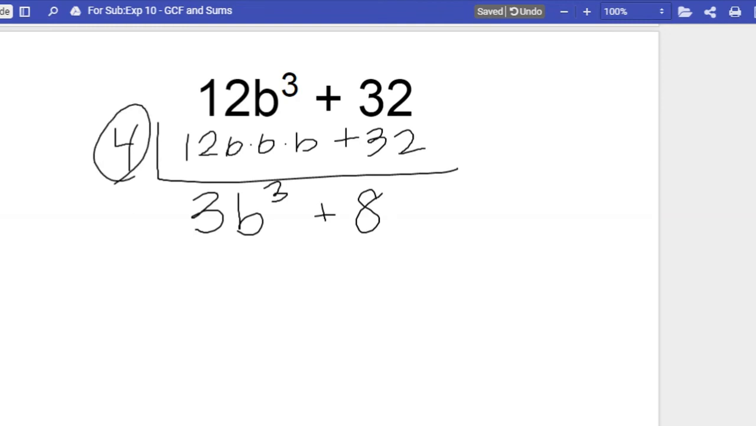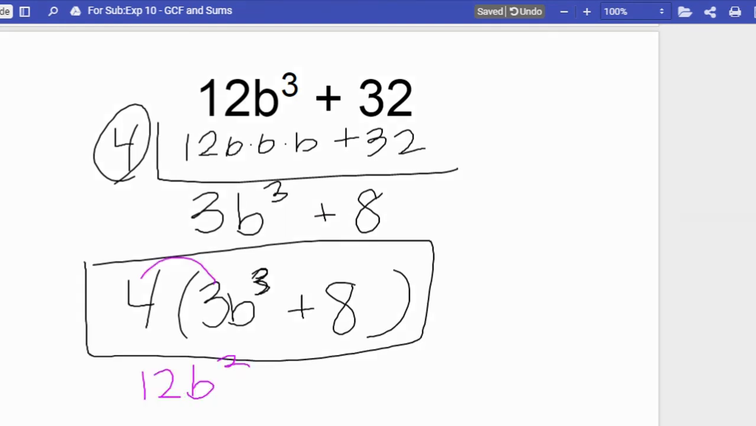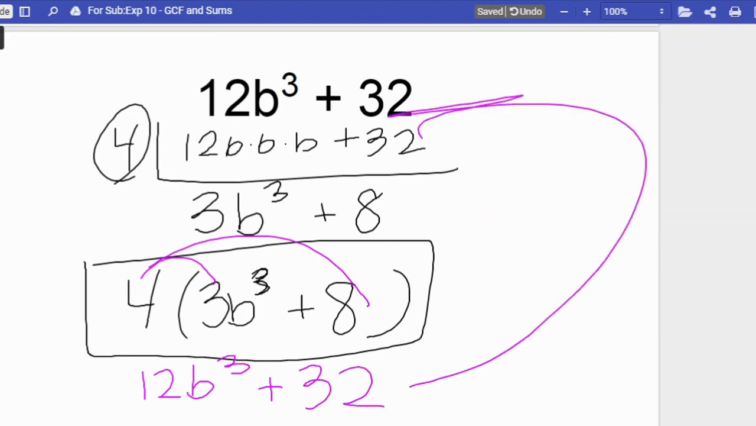So in this case, what's my greatest common factor? 4. What's left in parentheses? 3b cubed. Sorry, I'm writing on a computer screen. Doesn't work always. Plus 8. So there's my answer. Now I check it. 4 times 3 is 12. b cubed, because the b cubed is there. 4 times 8 is 32. Got me to my original.